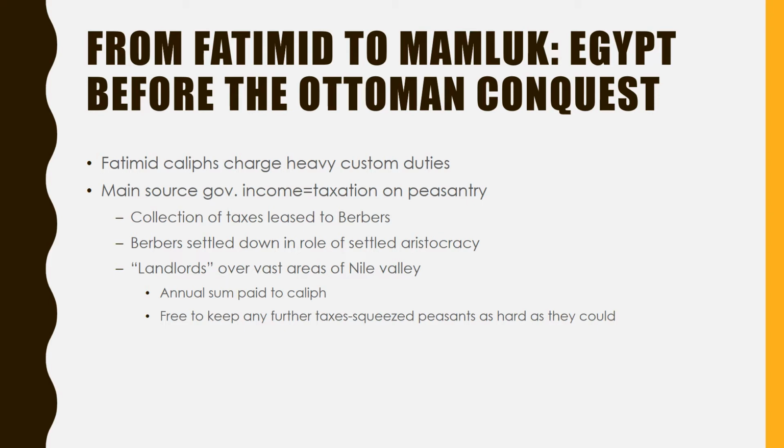You know, they want to be able to get the money that they owe the caliph, but they want some to keep for themselves. And so because of this, the Egyptian peasantry was pretty badly mistreated by the Fatimids and the Berbers, who were, again, kind of their landed aristocracy that was ruling over them and owning the land that they were farming.